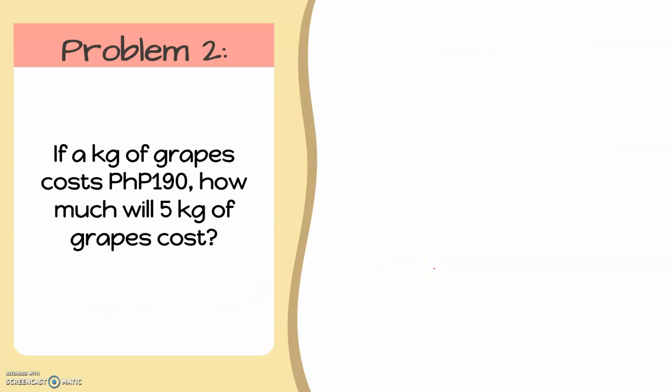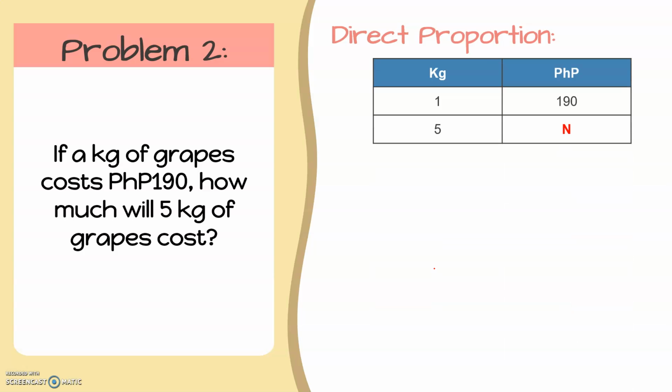Let's try the second problem. If a kilogram of grapes costs 190 pesos, how much will 5 kilograms of grapes cost? This problem deals with direct proportion. Our quantities here are the number of kilograms and the cost of the grapes. It is stated here that a kilogram, that means 1 kilogram of grapes, costs 190 pesos.